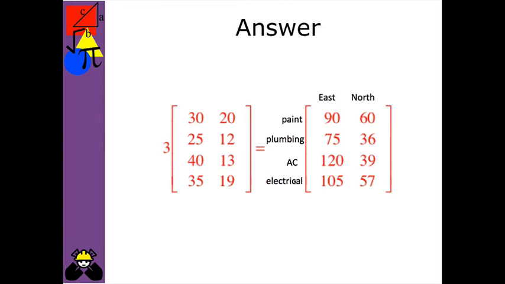3 times 40 was 120 air conditioning repairs on the east side. 3 times 13 was 39 air conditioning repairs on the north side. Electrical repairs, 3 times 35 was 105 electrical repairs, and 3 times 19 is 57 electrical repairs on the north side. Boy, I hope by the next time they come, those numbers go down instead of go up.